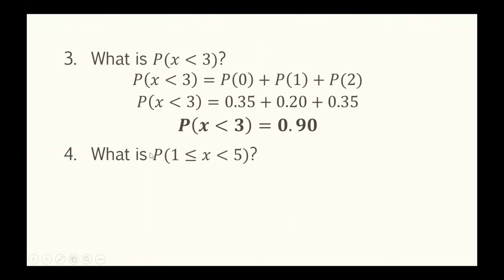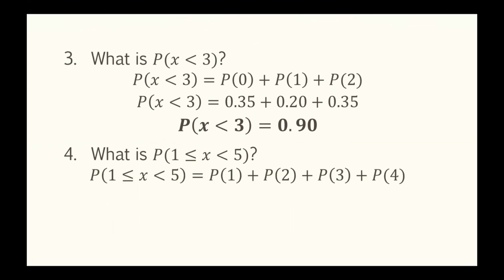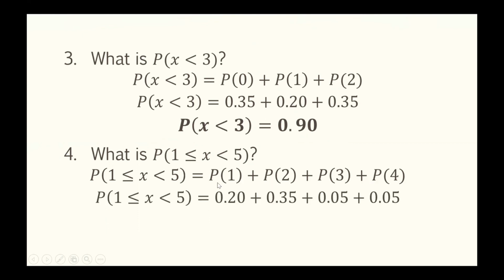And number 4, what is the probability of 1 less than or equal to x less than 5? Yung katabi ng 1 ay may equal sign. Ibig sabihin yung 1 ay included in getting the probability at yung 5 naman walang katabing equal sign. So here, hanggang 4 lang tayo. Hindi nakasama si 5. So 1, 2, 3, 4, their probabilities. And then the summation is 0.65.